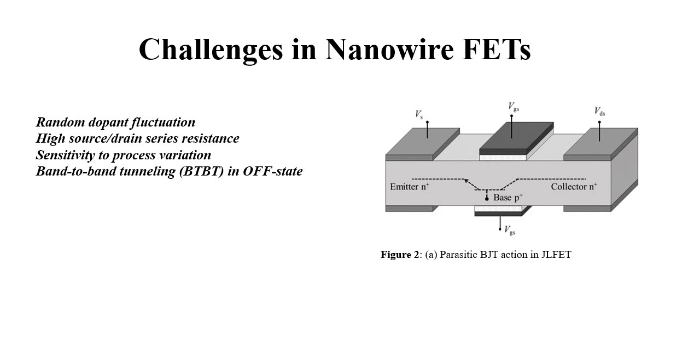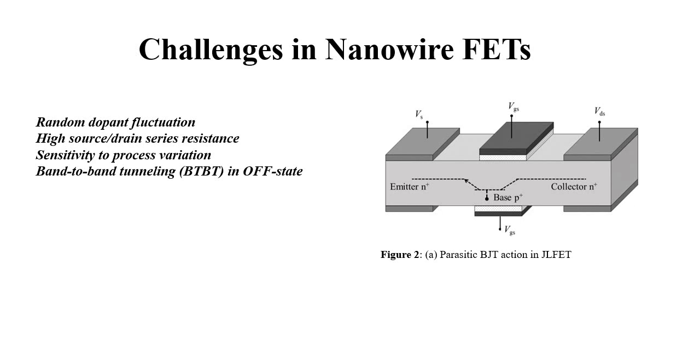So next, I would like to discuss the challenges in nanowire FETs. The first challenge is random dopant fluctuation. Now, it is a junctionless FET, so all the dopants are randomly placed, and there is a high chance of random dopant fluctuation. Other challenges are high source-drain series resistance, sensitivity to process variation, and the most important, band-to-band tunneling in the off state.